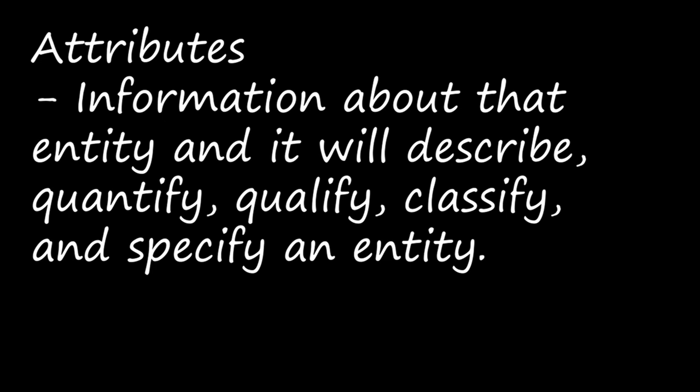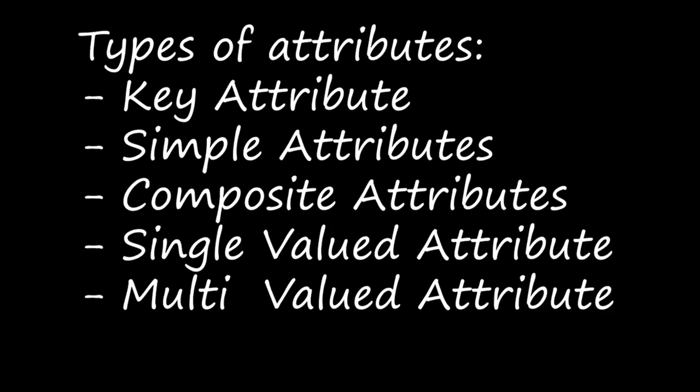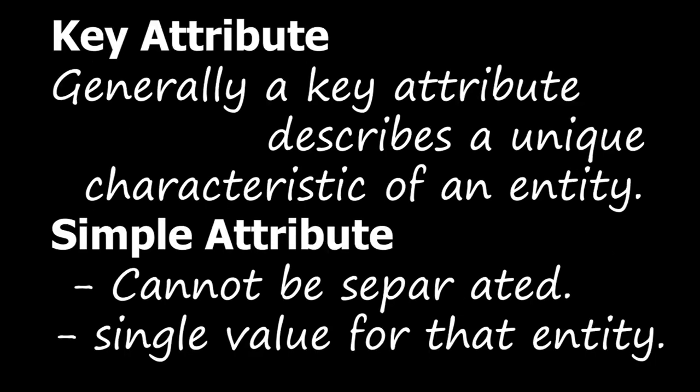Okay, this attribute will always have a single value. That value will be a number or a string or a character. Okay, let's see the types of attributes. The types of attributes are key attribute, simple attribute, composite attributes, single valued attribute, multi-valued attribute. First let's see what is key attribute. Key attribute means it describes a unique characteristic of the entity. If the entity has a unique character, we'll say it is a key attribute. Next one is simple attribute. Simple attributes cannot be separated. It will have a single value for the entity.